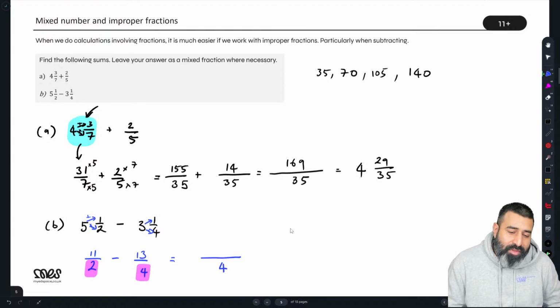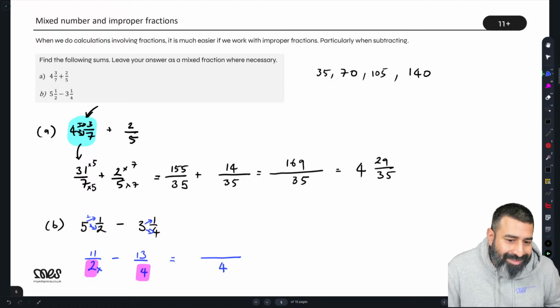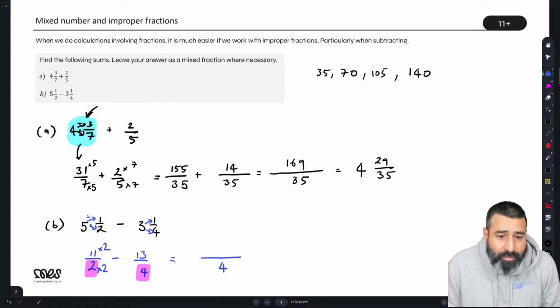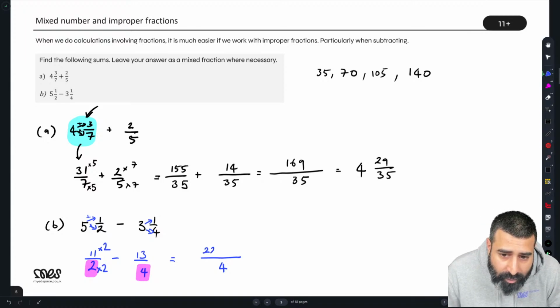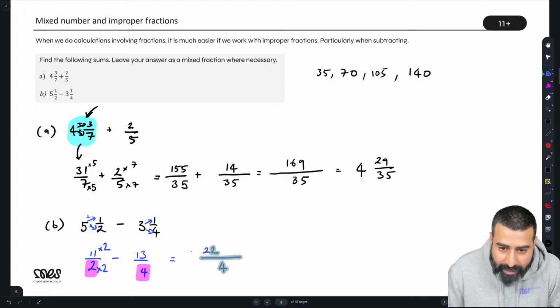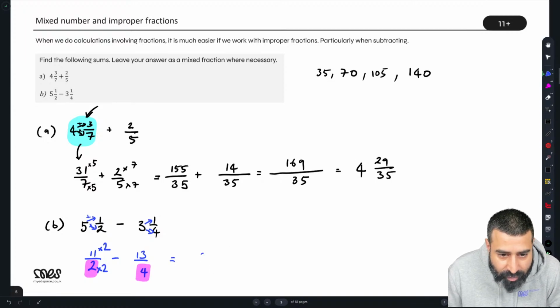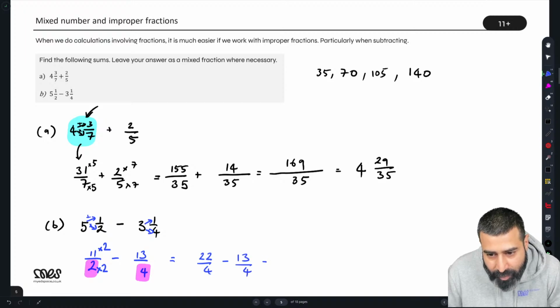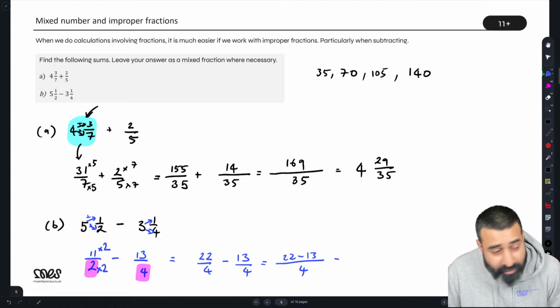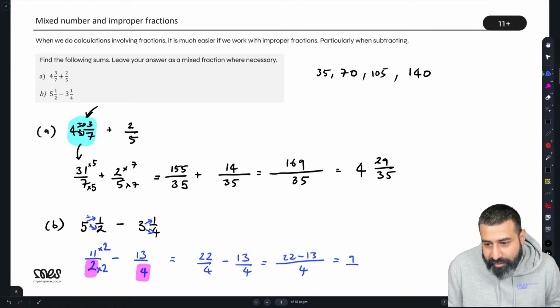Okay, so what I'm thinking, what do I need to do to convert this 2 into a 4? Multiply it by 2, obviously. And whatever I do to the denominator, I have to do to the numerator. So this becomes 22. I'll do it the long way and then add them up if you want. So this becomes 22 over 4 minus 13 over 4, which becomes 22 minus 13 over 4, which is equal to 9 over 4.